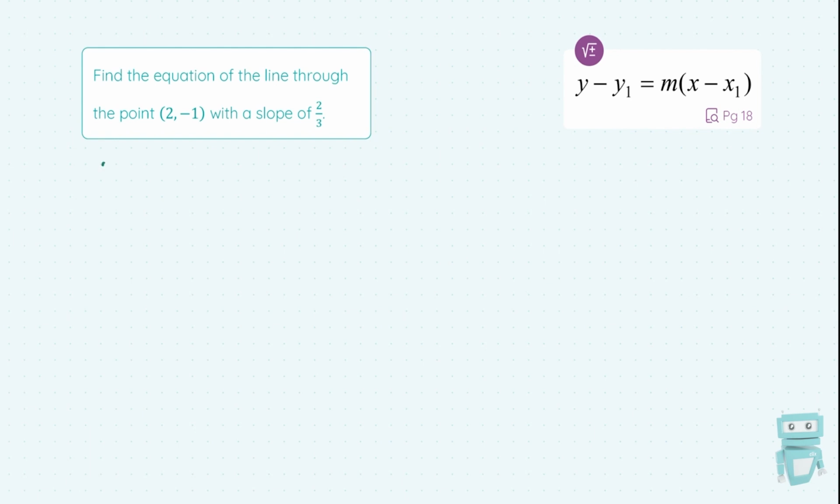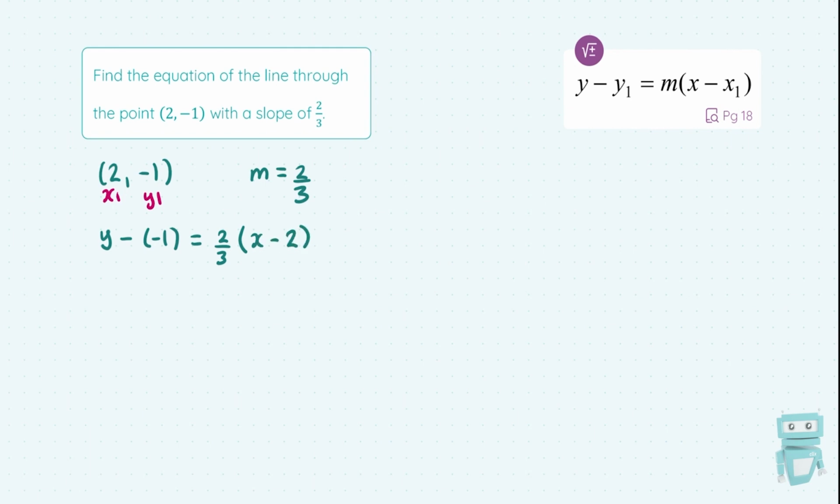So what I'm going to do is take my point (2, -1) and label that as x1 and y1. And then I'll take my slope m and let it equal 2 over 3. And now what I'm going to do is just plug all of these items into the formula. So we're going to have y minus y1, so it's y minus minus 1 equals m, which is 2 over 3, bracket x minus x1, so it's x minus 2.